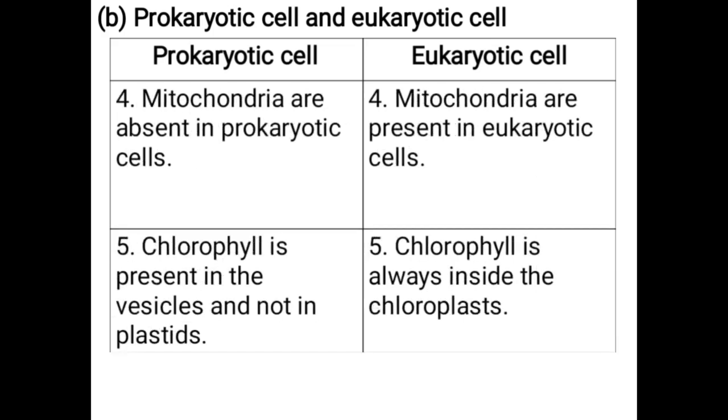Mitochondria are absent in prokaryotic cells. Mitochondria are present in eukaryotic cells. In prokaryotic cells, chlorophyll is present in the vesicles and not in plastids. In eukaryotic cells, chlorophyll is always inside the chloroplasts.